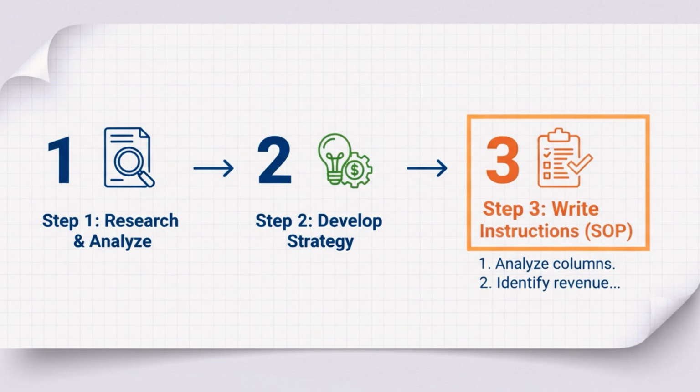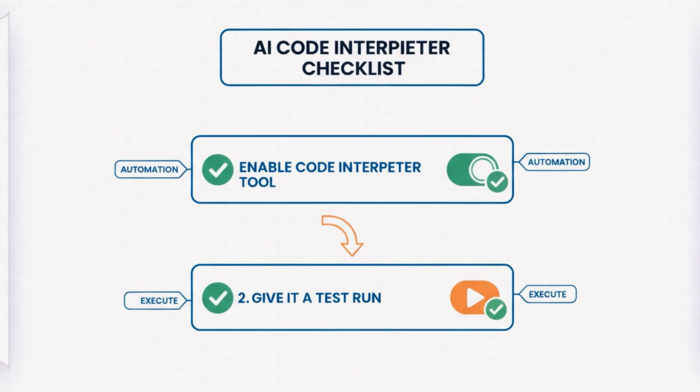Third, you write its standard operating procedure. In the instructions box, you tell it exactly how to behave. 1. When you get a file, analyze the columns. 2. Identify revenue and units sold. 3. Generate 3 key observations. 4. Use the report template I gave you to structure your output. Fourth, you give it the tools for the job. You just make sure the code interpreter tool is enabled. That's it. That's what lets it read and analyze the files.